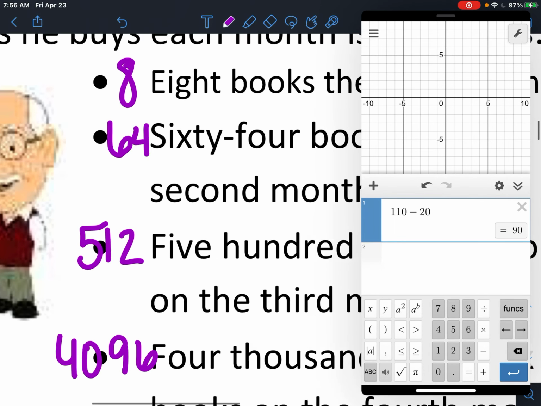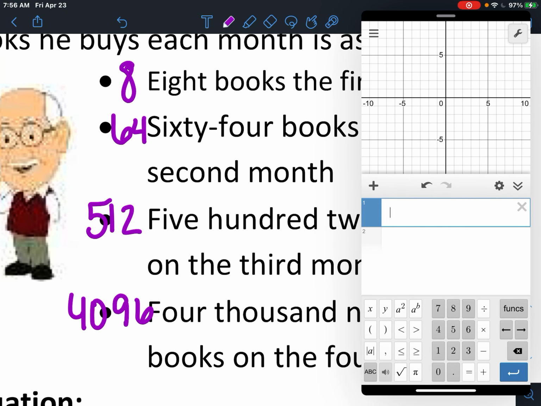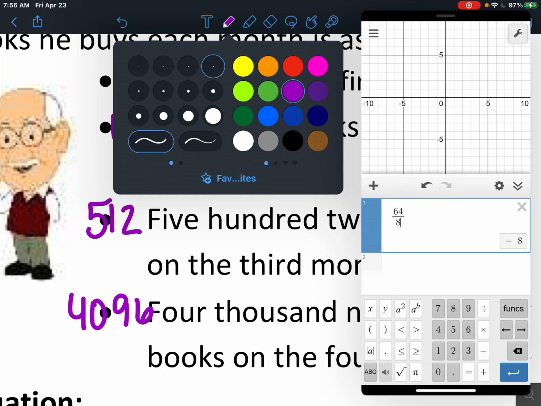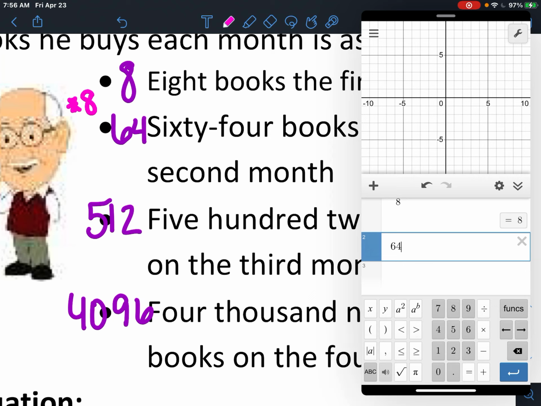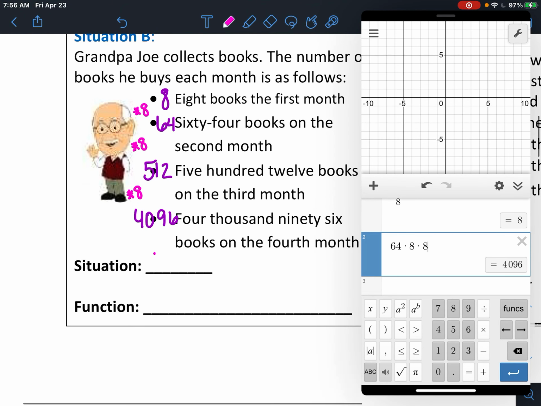In this second one, let's figure out what we're multiplying to get to the next term. We'll go 64 divided by 8, meaning that I am multiplying by 8 to get to the next term. Let's see if it works for 64. 64 times 8 is 512. Perfect. And if we multiplied by 8 again, we would get 4,096. So situation B is our exponential.